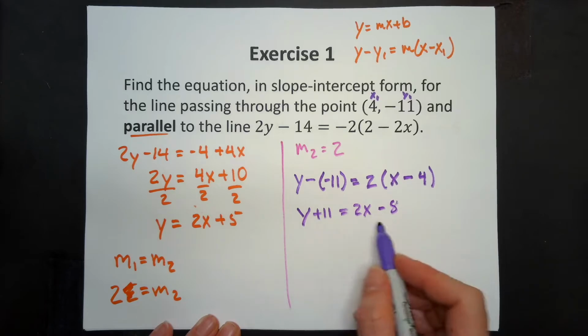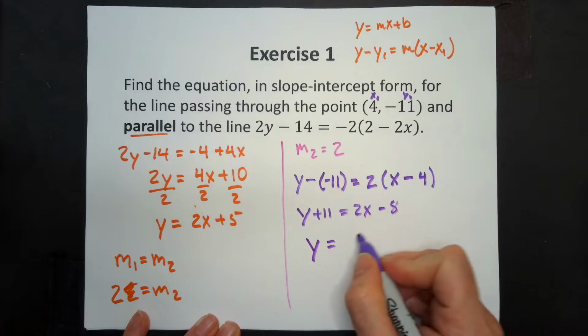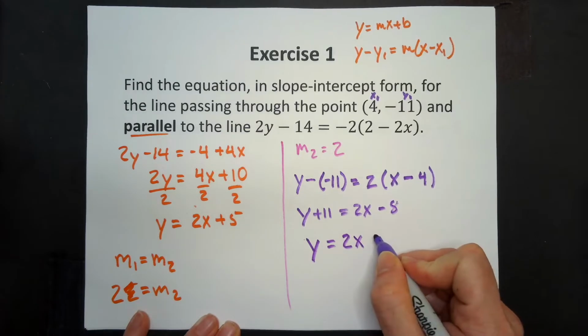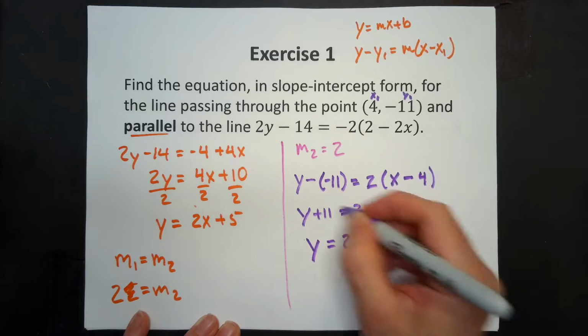I'm going to subtract 11 from both sides, so I'm going to get y equals 2x, and this is going to be minus 19 because I'm going to subtract 11 from both sides.